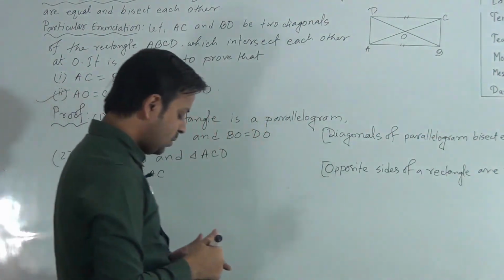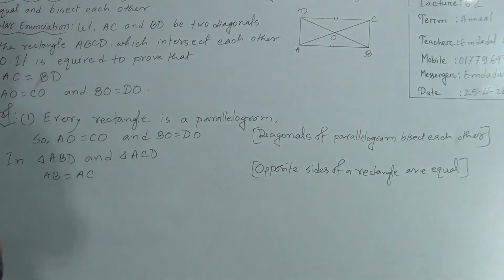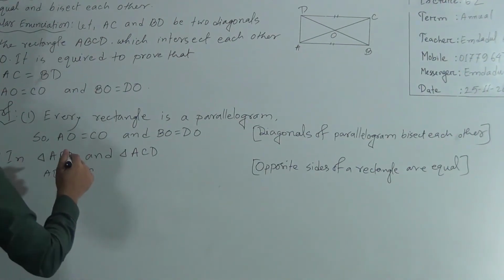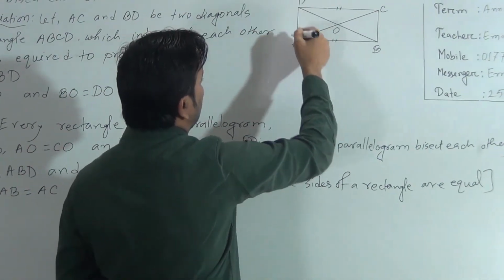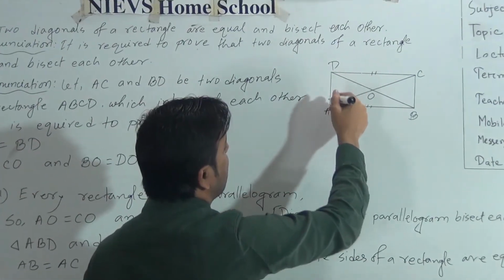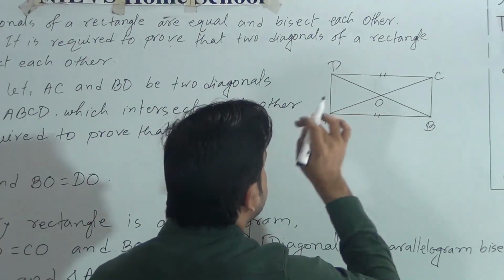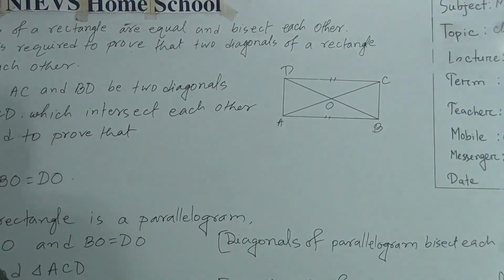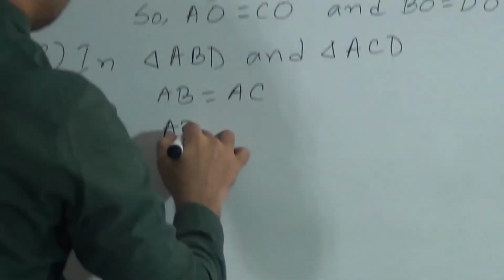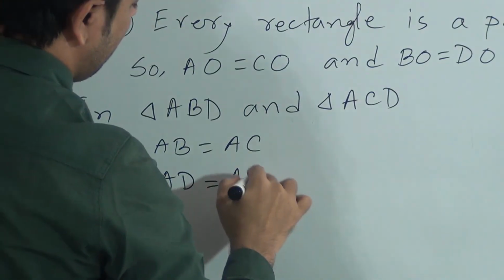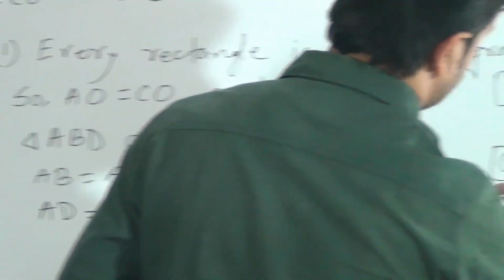Okay, now we can consider AD is the common side of both triangles. AD is a side of triangle ABD and AD is a side of triangle ACD. So we can write here AD equal to AD. This is the common side.